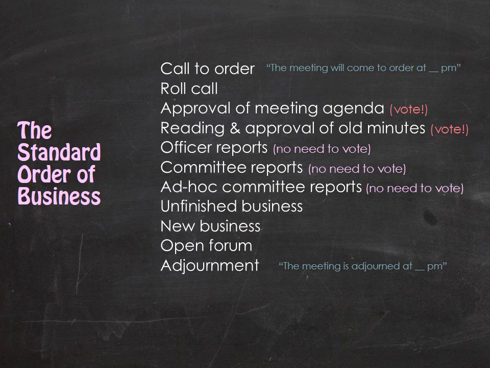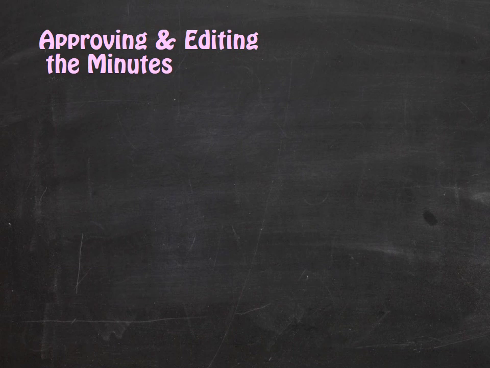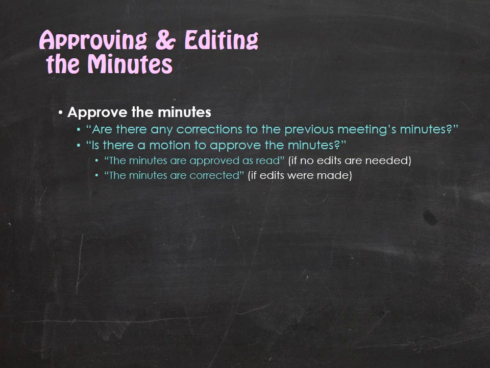We mentioned a minute ago that the minutes from the previous meeting need to be approved. During that time slot, the chair says, "Are there any corrections to the previous minutes?" If no one has any edits, the secretary then asks, "Is there a motion to approve the minutes?" A general member must make a motion to approve the minutes, and another general member would second that motion. Once the second to the motion is completed, the secretary then says, "This motion is approved."